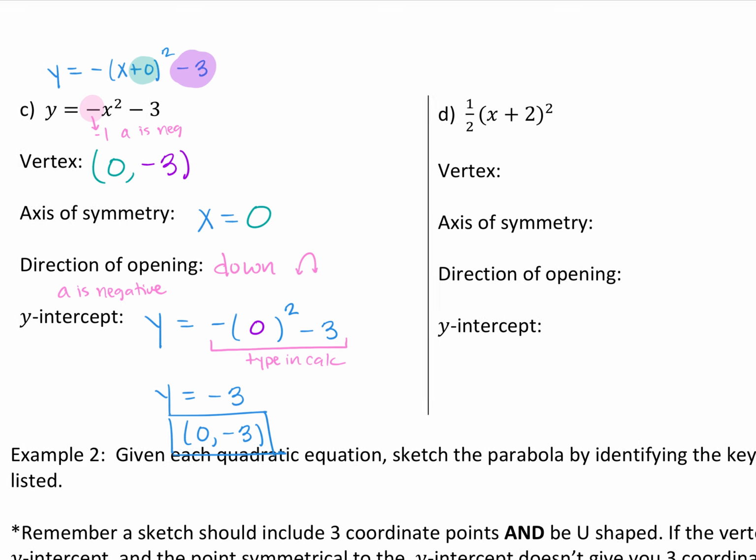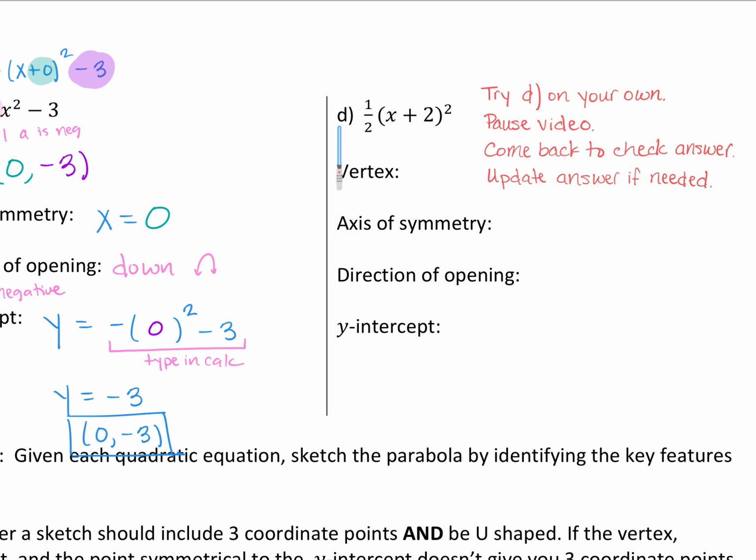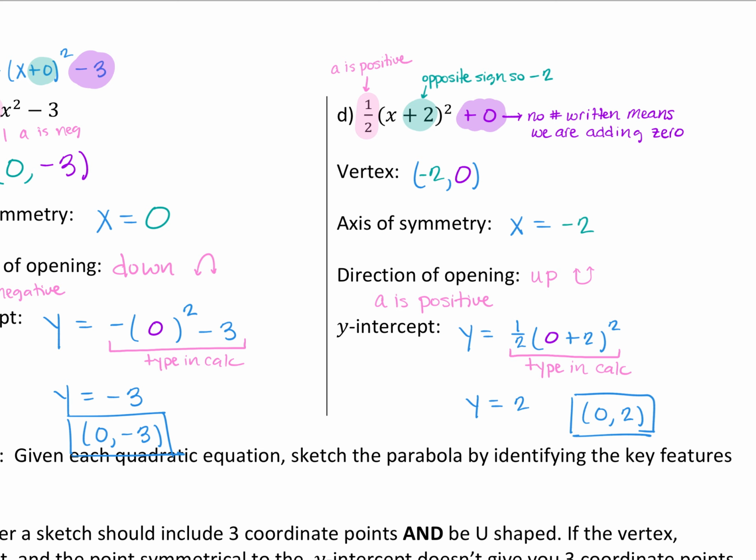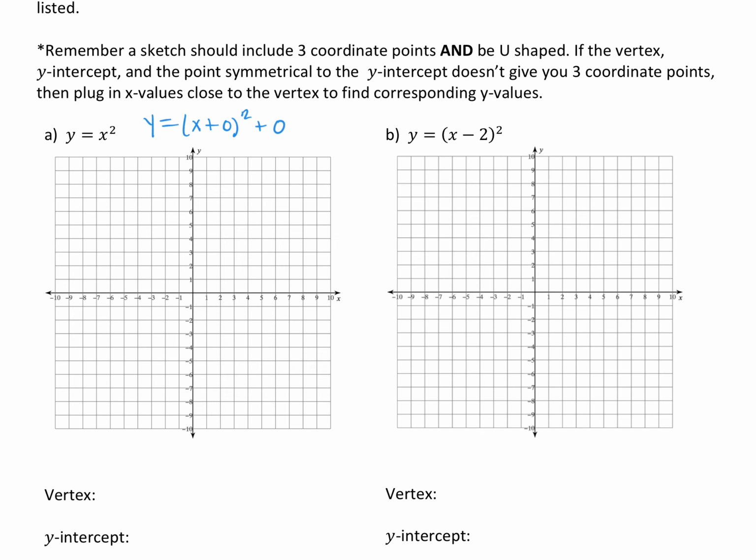Go ahead and try example D on your own. Pause the video and then come back to check your answer. Go ahead and pause the video now. And here are the answers. Remember to update your answers if you ended up getting anything wrong. For our next examples, we are now actually going to sketch the graph. And remember that it needs to be U-shaped, and we need to have 3 coordinate points on our graph.